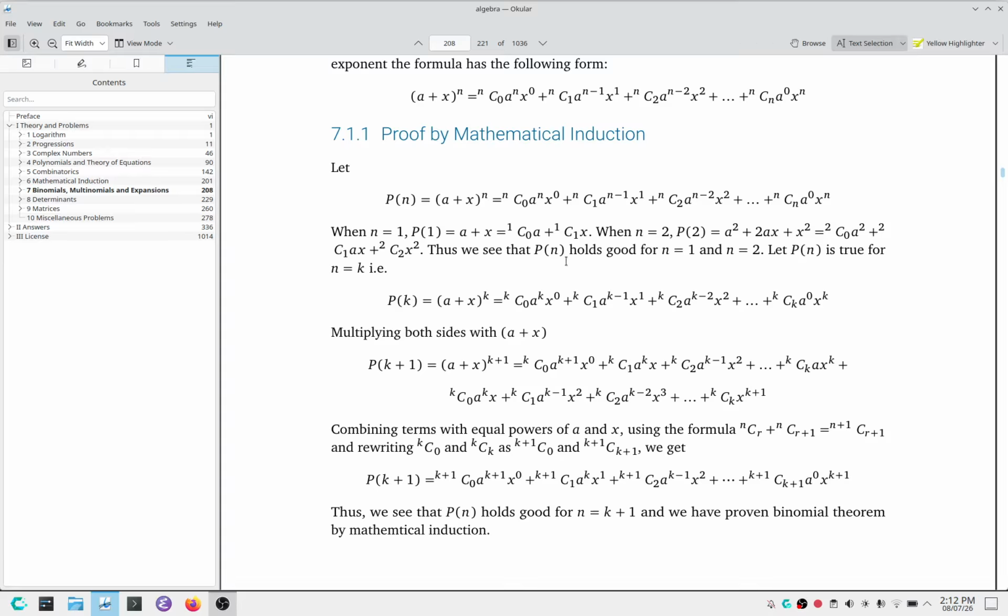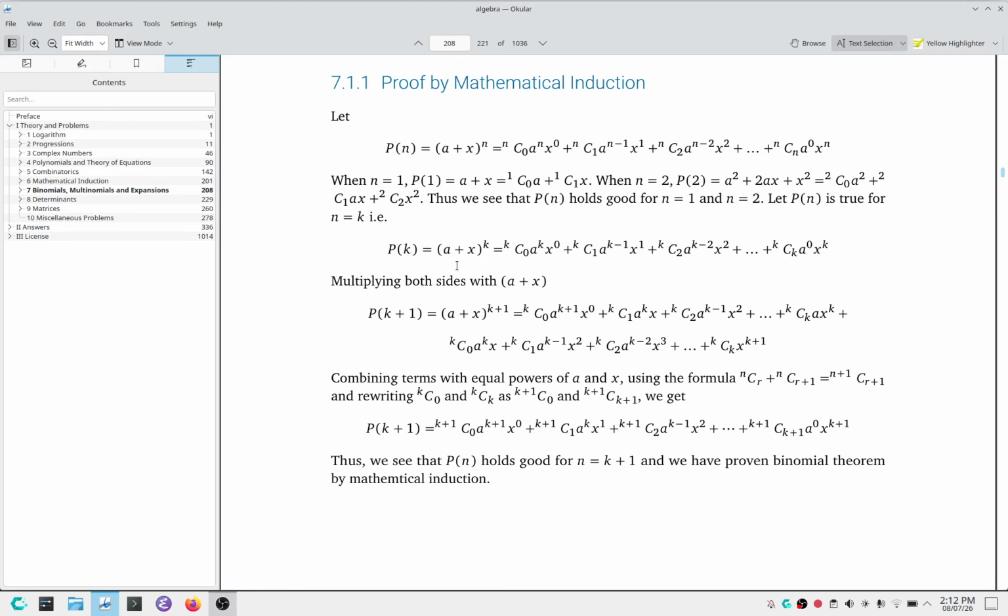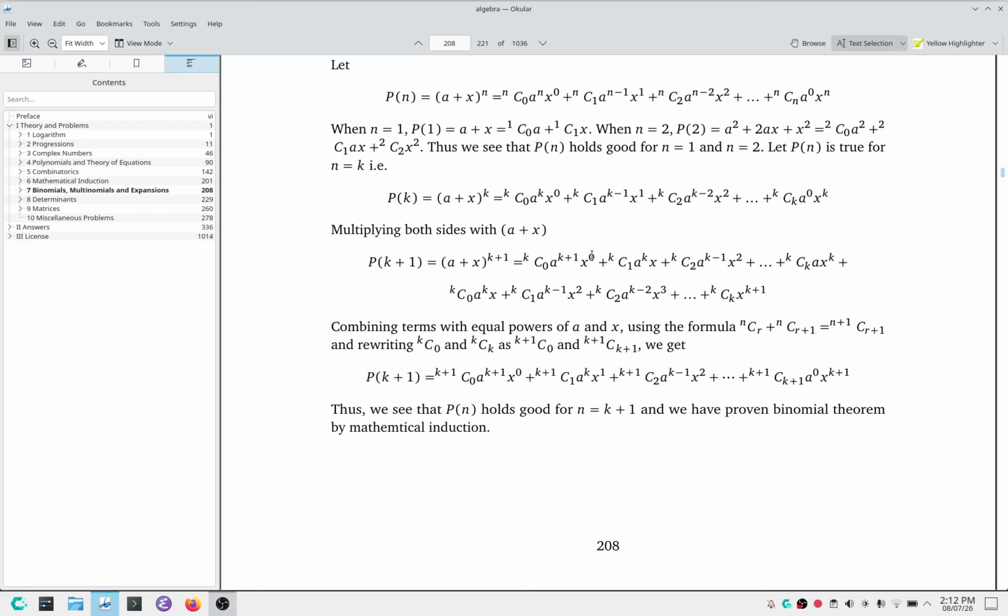Thus, we see that Pn holds good for n is equal to 1 and n is equal to 2. Let Pn be true for n is equal to k. That is a plus x raised to the power k is equal to kC0 a raised to the power k x raised to the power 0, and so on. Now we multiply both sides with a plus x. Left hand side takes the form of P(k plus 1), and right hand side becomes kC0 a raised to the power k plus 1 x raised to the power 0 plus kC1 a raised to the power k x plus kC2 a raised to the power k minus 1 x square, and so on up to kCk a x raised to the power k.